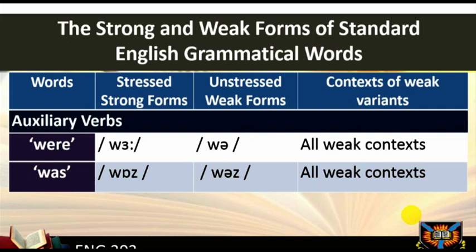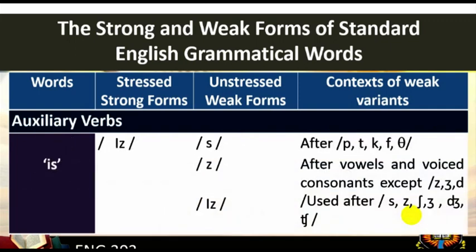Have, after I, we, you, they; all other contexts except at the beginning of a word group where have is used. Be, all weak contexts. Had, after I, he, she, we, they, you; every other context except at the beginning of a word group. Can, all weak contexts. Circumstances warranting use of strong forms.